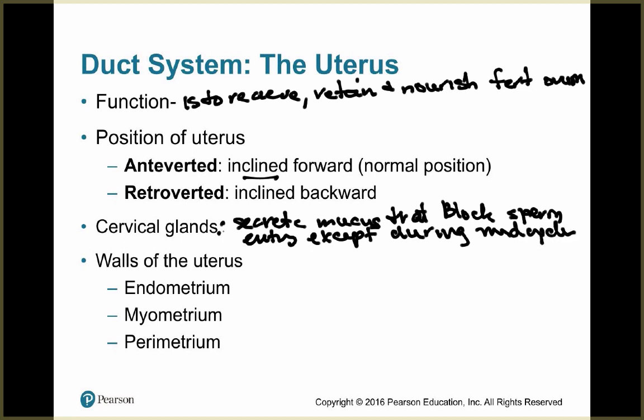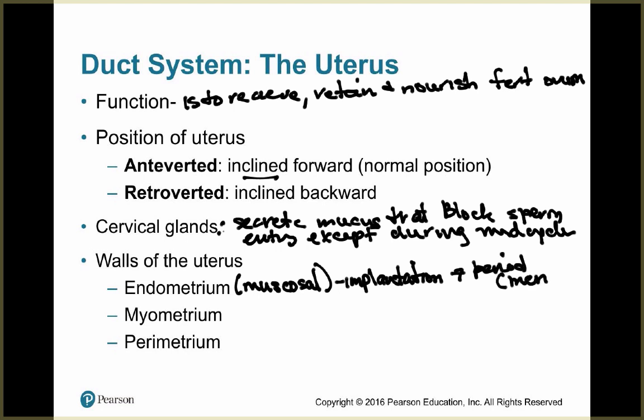And we're going to talk more about that. Now, there are different walls of the uterus. You have the endometrium, which is basically the mucosal area. And so this is the inner lining, right? And this is what allows for implantation of the fertilized egg. This is what's going to slough off if no pregnancy happens, right? And that's what's called menses.